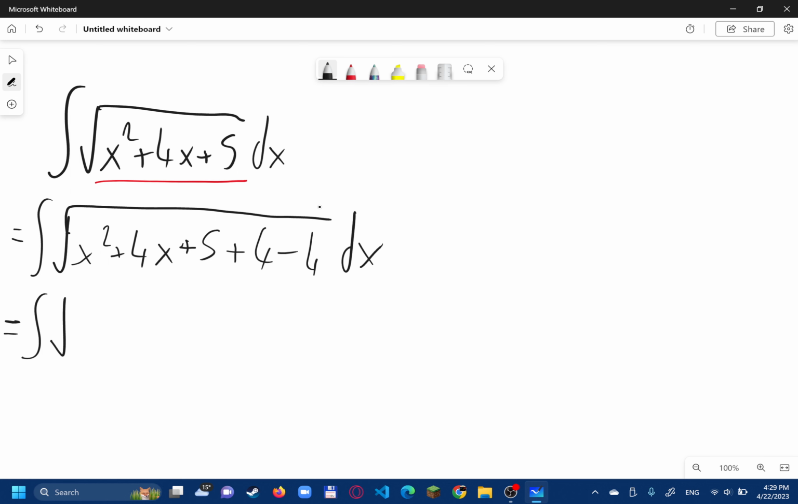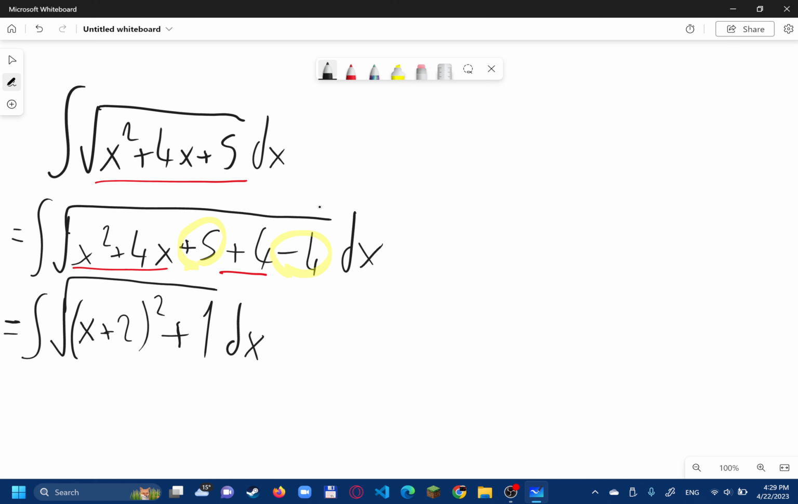So x squared plus 4x plus 4 is a perfect square, namely x plus 2 squared. So we can rewrite this as x plus 2 squared, like this. And of course there's a plus 5 and minus 4, which become plus 1. And all of this is of course inside the square root, otherwise we wouldn't even be doing this.